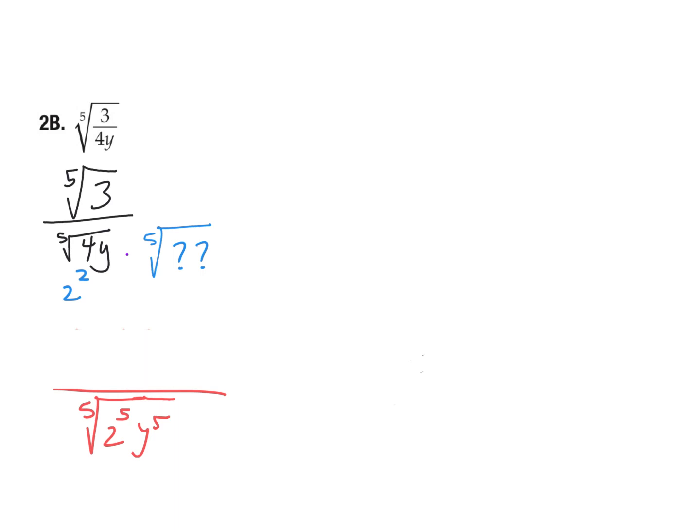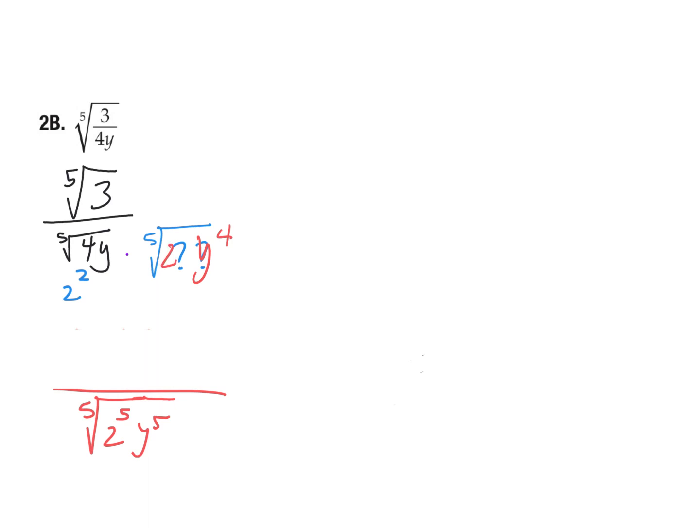We need more than that. What do I have to multiply 2 squared by to get me to 2 to the 5th? Or, what's 2 to the 5th divided by 2 squared? Is the variable easier? What do I have to multiply y by to get to y to the 5th? Y to the 4th. Y to the 5th divided by y is going to be y to the 4th. Okay, 2 to the 5th divided by 2 to the 2nd.